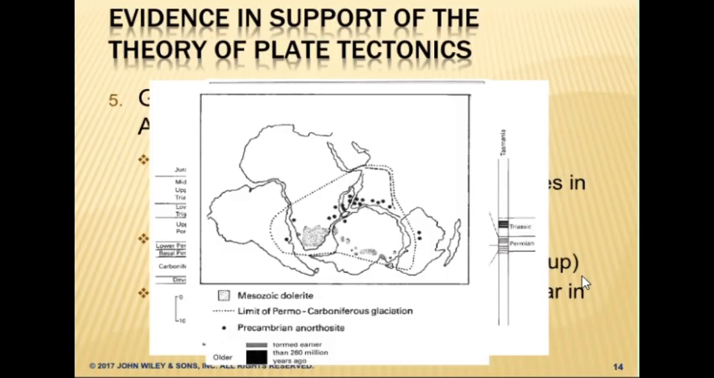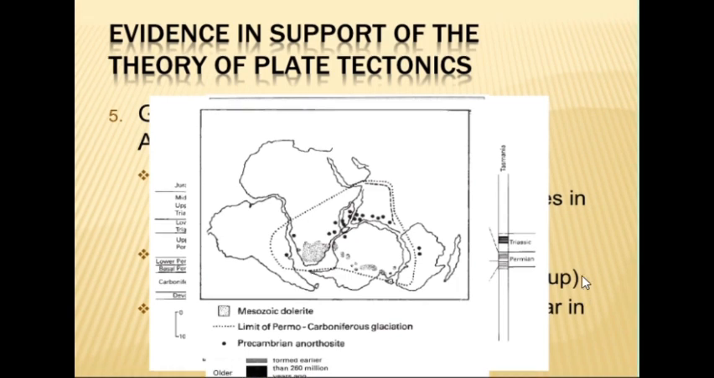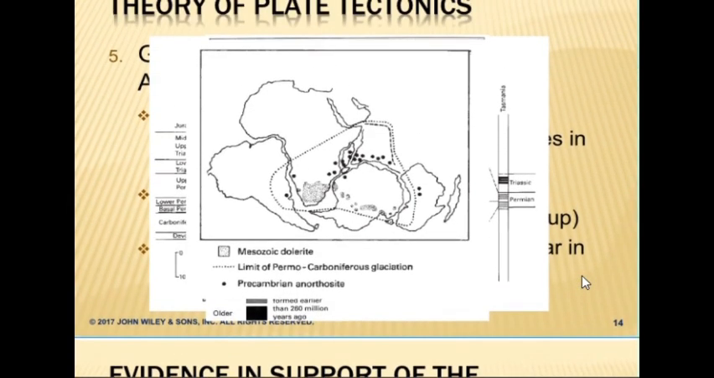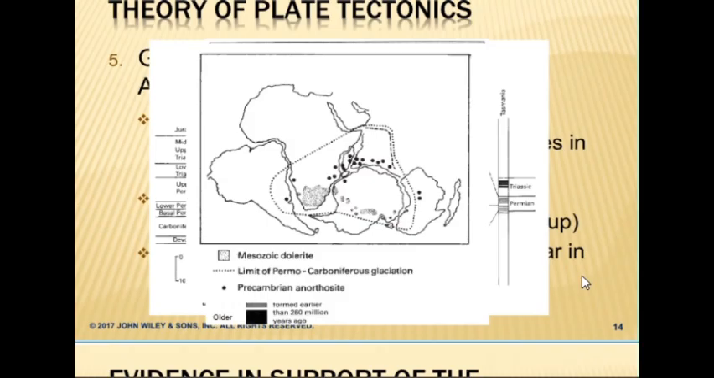And last but not least, we have igneous provinces. You can see Precambrian norite. You can see Mesozoic dolerite across these boundaries, which suggest that they were once together. So those were strong evidences, and all of those evidences were suggested by paleogeography.